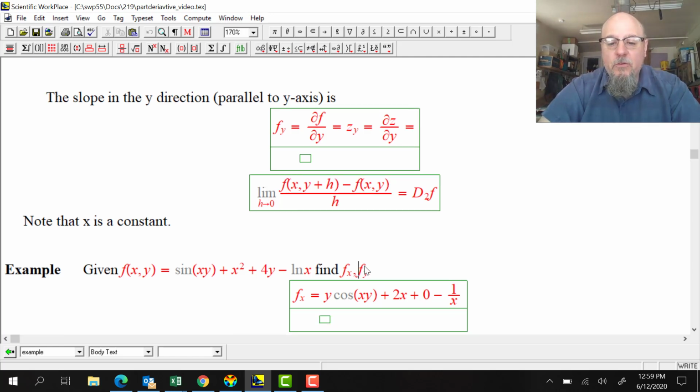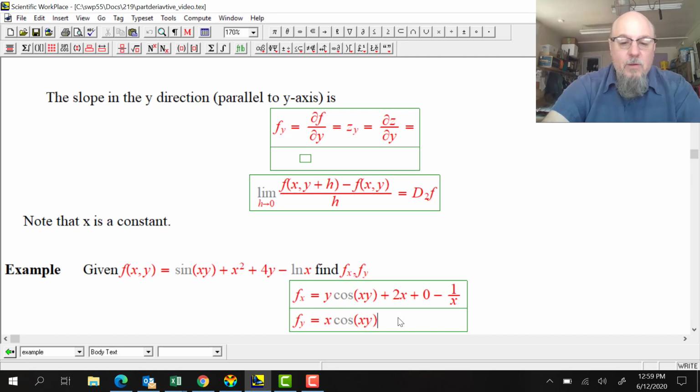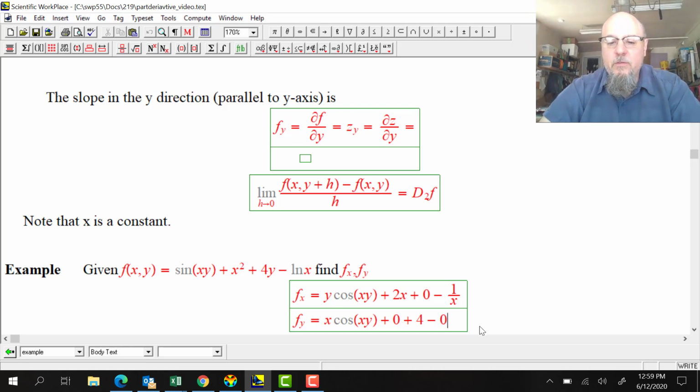If we want the other, I want the derivative with respect to y. So I'm doing the same thing, but I'm keeping the x constant, differentiating with respect to y. So chain rule again. The derivative of sine, cosine, leave the middle alone. The derivative of xy is now x, because y is the variable and x is the constant. The derivative of x squared, 0, because x is a constant, so x squared is a constant. The derivative of 4y, 4, since I'm differentiating with respect to y. And ln of x, that's a constant, so its derivative is 0.